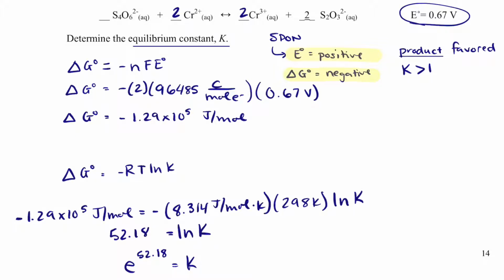Oftentimes your calculator might give you an overflow error, so if that happens then you leave your answer like this and you won't get counted off any points. But if your calculator does solve it out, and mine does here, I get 4.61 times 10 to the 22nd, and that equals K. And that is exactly what I anticipated because I already said it was product favored, and that is a very large K, K greater than 1.